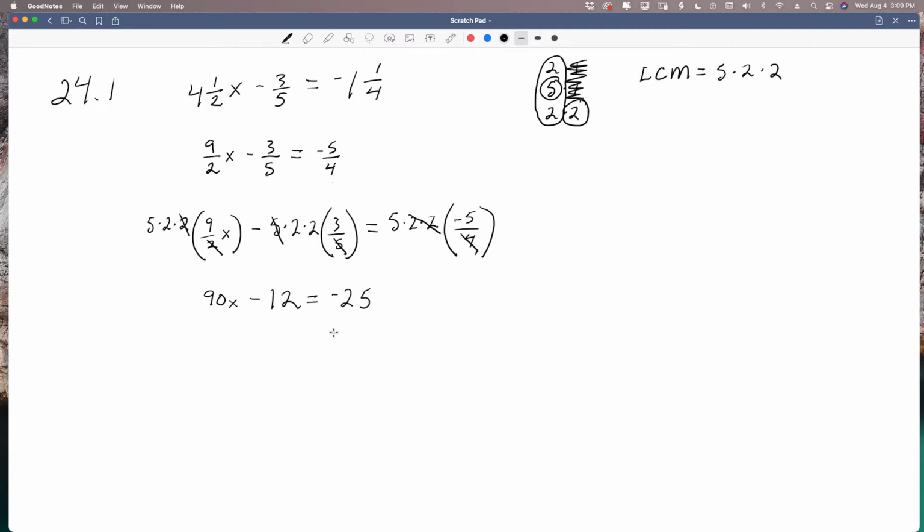Now we can actually solve this problem. And we take this negative 12 over here. We're left with 90x equals a negative 13, because when we change sides, we change signs. Negative 25, positive 12 leaves a negative 13. So x is going to be equal to negative 13 over 90. Far as you need to go.